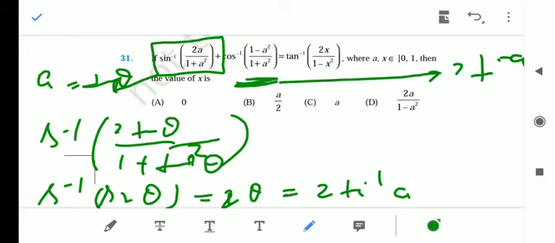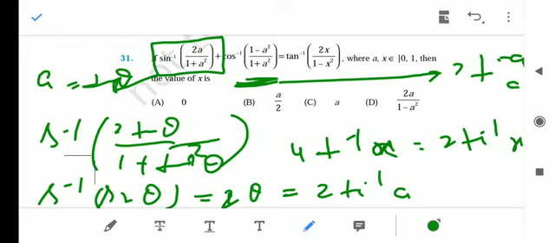So on the left hand side we have 2 tan inverse a plus 2 tan inverse a, it becomes 4 tan inverse a, and the right hand side is equal to tan inverse 2x upon 1 minus x square. So we can say it is 2 tan inverse x. So 4 tan inverse a will be equal to 2 tan inverse x. If we cancel the 2, we have 2 tan inverse a equal to tan inverse x.